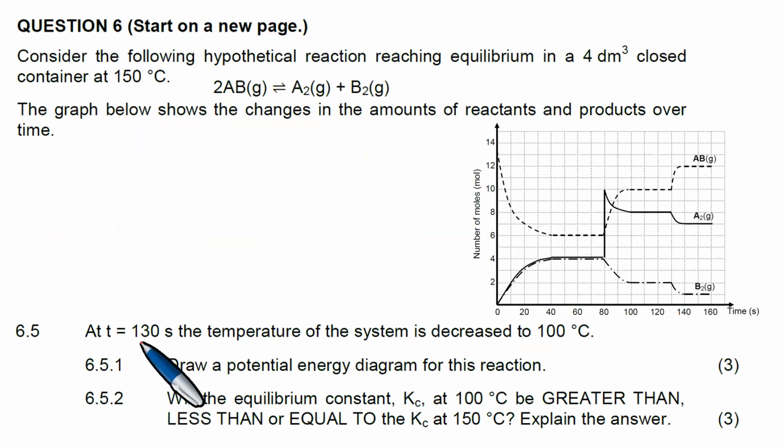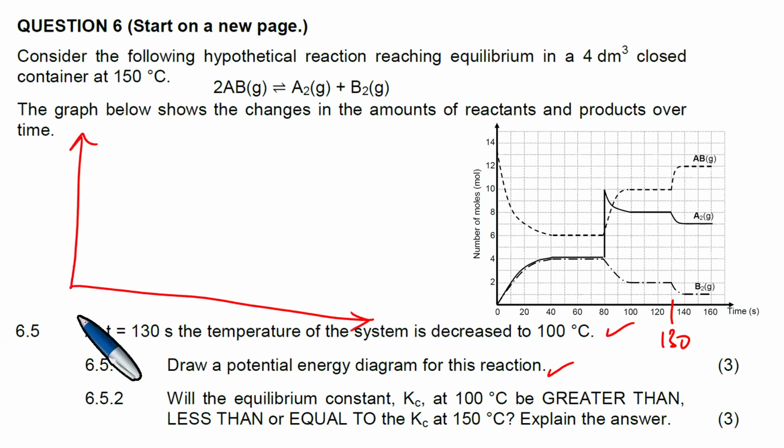Okay, now at t equals 130 seconds. This one is 120, and then 130 is going to be here. The temperature of the system is decreased to 100 degrees Celsius. Draw a potential energy diagram for this reaction. So at t equals 130 seconds, the temperature of the system is decreased. So if you decrease the temperature of the system, what then do we expect?